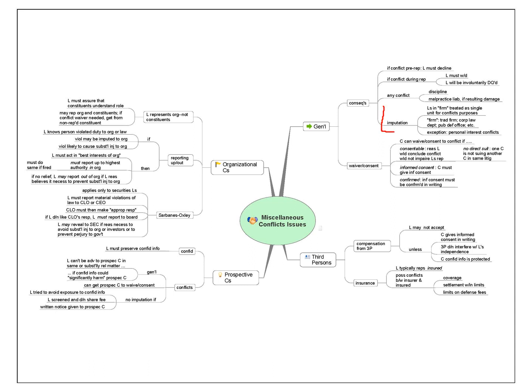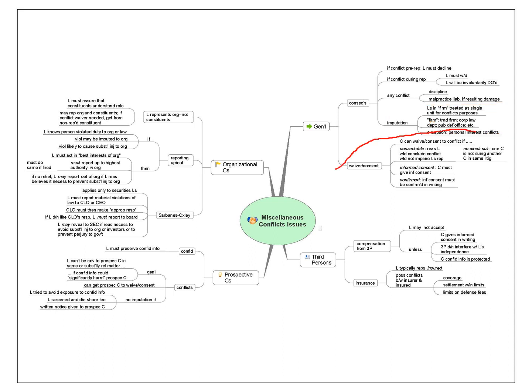Imputation of conflicts, an incredibly important principle. Lawyers in a firm are treated as a single unit for conflicts purposes. If one lawyer in a firm has a conflict, all the lawyers in the firm have the conflict. And by firm, it's a traditional firm, but it also would include a corporate law department, public defender's office, etc. Now, there's an exception here. Personal interest conflicts are not imputed. So if a lawyer just personally couldn't handle a case for an abortion doctor, for example, that personal interest conflict is not imputed to all other lawyers in the firm.